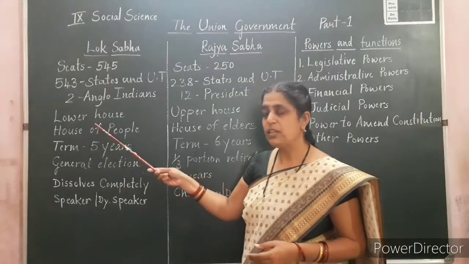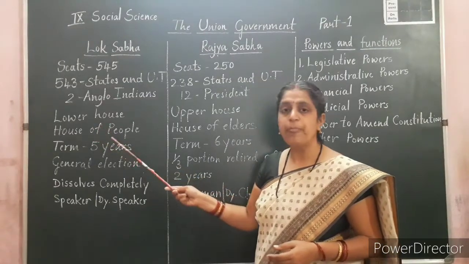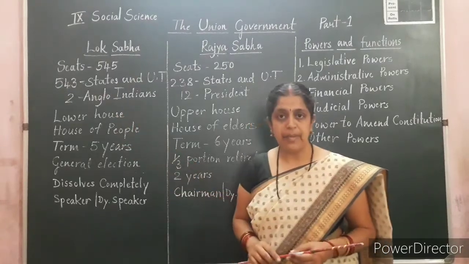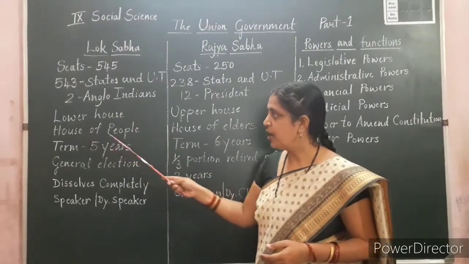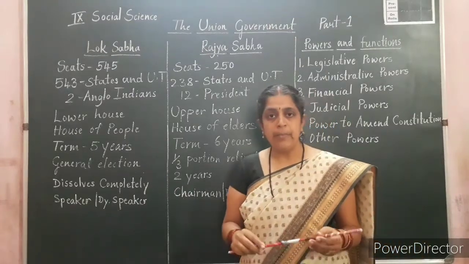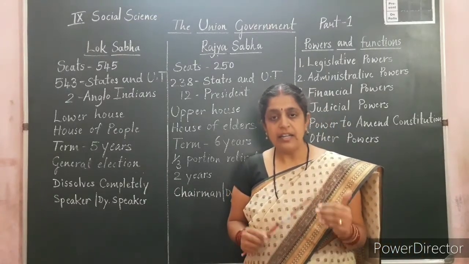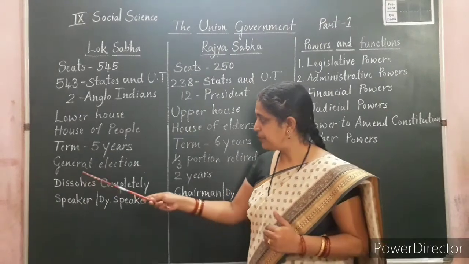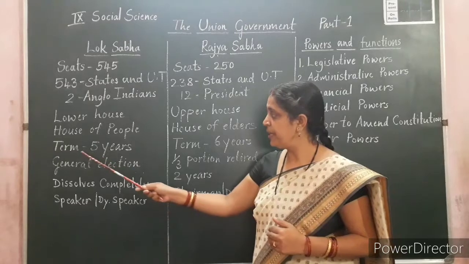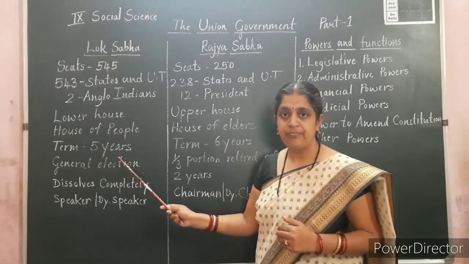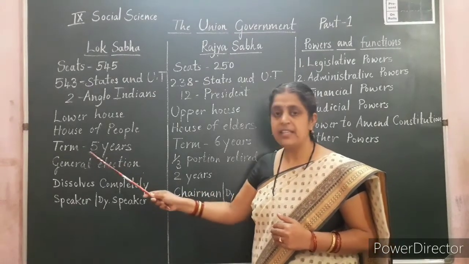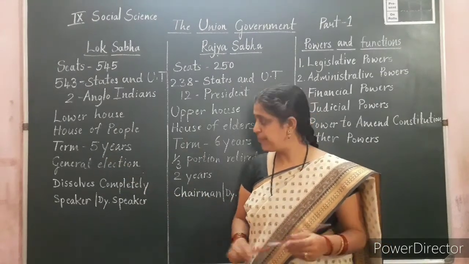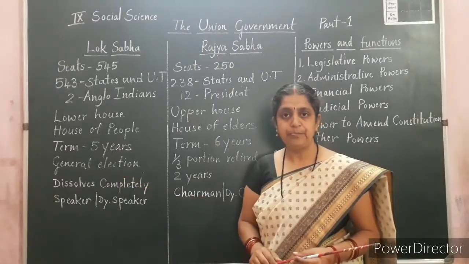It is also called the lower house, and also the house of people. It consists of the maximum number of people as members, that is why it is called the house of people. Members of Lok Sabha are directly elected by the people through the general election for a period of 5 years. So Lok Sabha members can serve for 5 years.